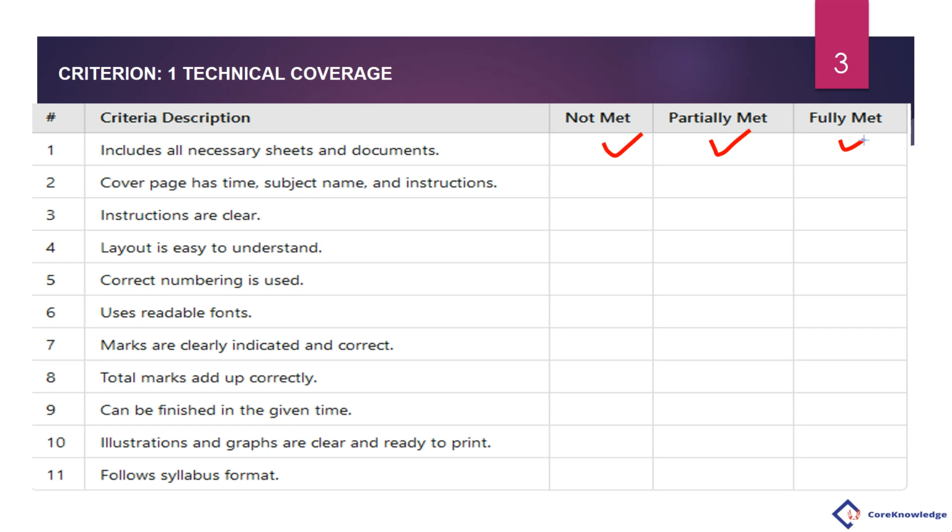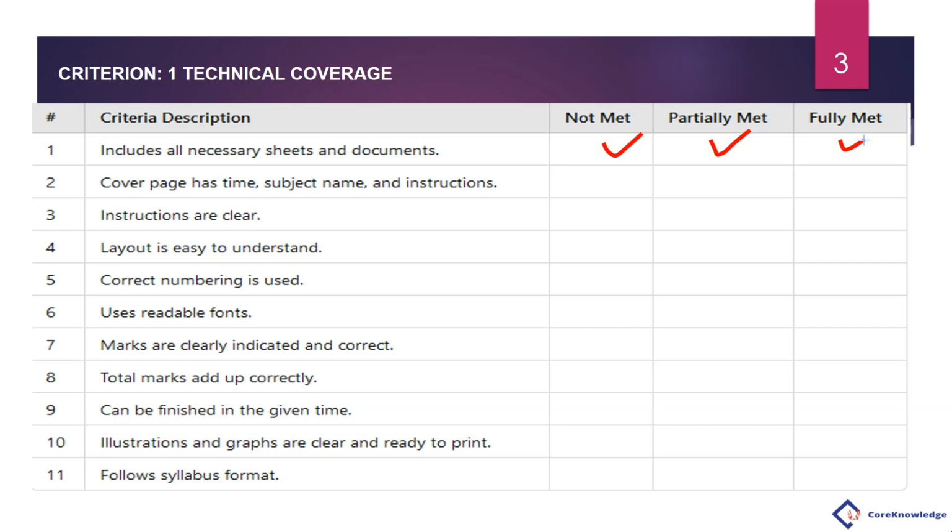Now remember, this is a guideline where all the moderators should be giving feedback. At the end of it all, moderators should have a meeting where they sit together and reconcile these suggested moderation criteria and standard questions. Now the second one is the cover page, which has time and subject name.